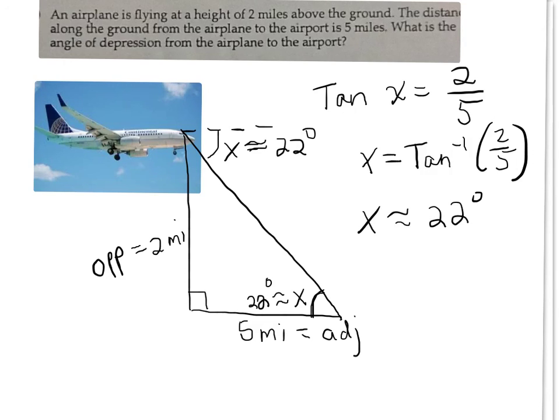So now you found the angle of depression, but you need to keep in mind that the angle of depression is looking out horizontally from your line of sight and then down, that angle right there. So this is the angle. I can't stress that enough because a lot of students have a hard time with that.